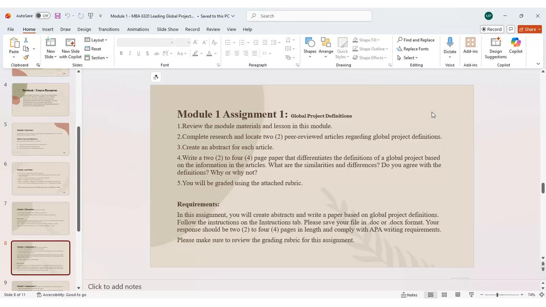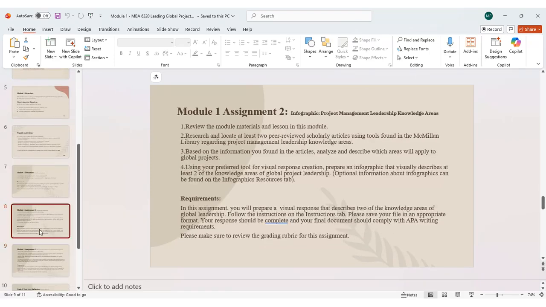Word depends on how old it is, right? .doc or .docx are both acceptable. So your response should be, again, 2 to 4 pages in length and with APA writing requirements. So here's where you need to make sure that you are supporting your thoughts, right? You can agree or disagree, but when you're telling me why or why not, you need to be able to support it with whatever your findings are within the reading material that you research, right? The peer-reviewed articles. So you should use the university's library to do that. So that's the first assignment.